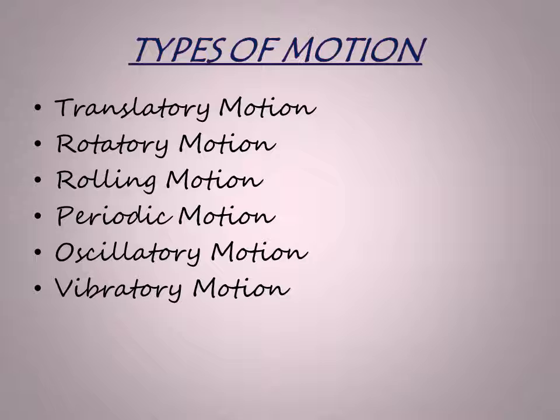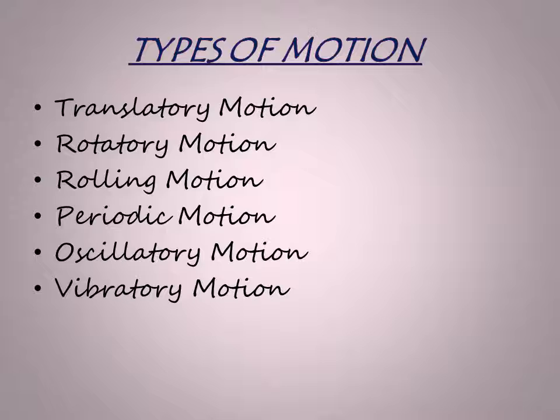Now let's move to types of motion. Are all motions alike? Do they mean the same? No, motions are different from each other. Some are in a straight line, some rotate, some have a certain period, some are very fast, quick. Looking at all the factors, we have categorized six types of motion.